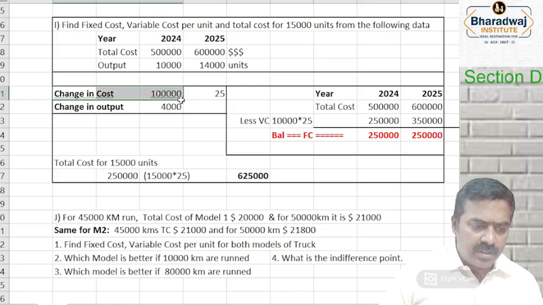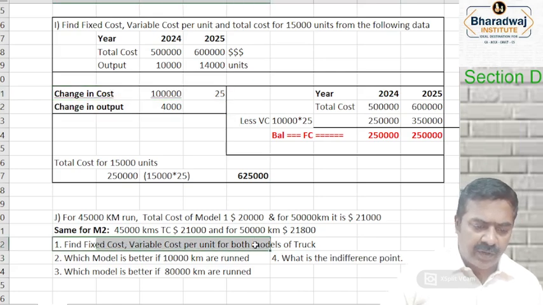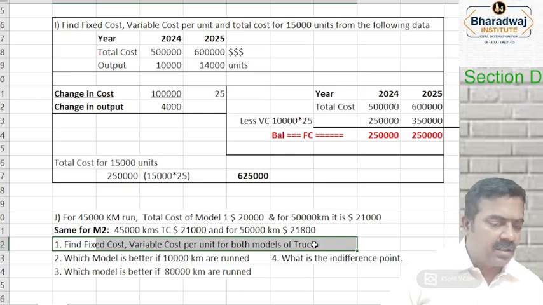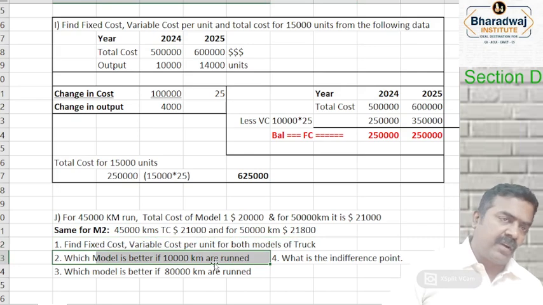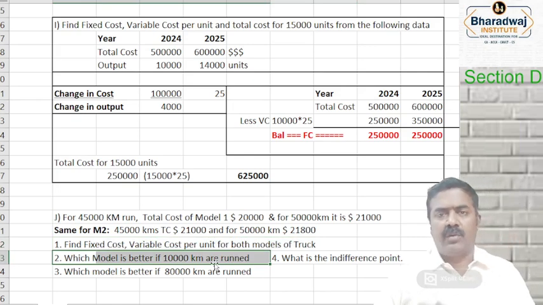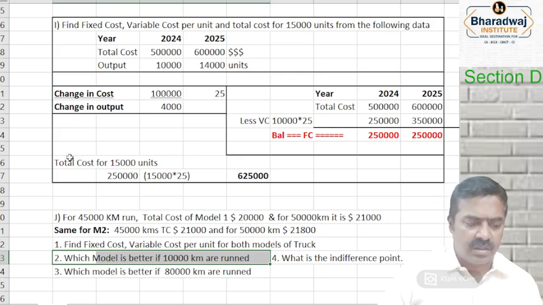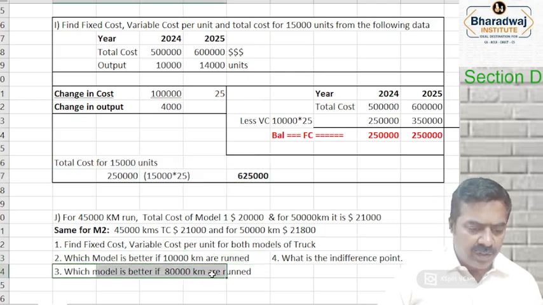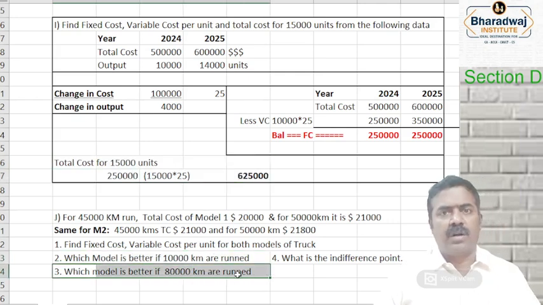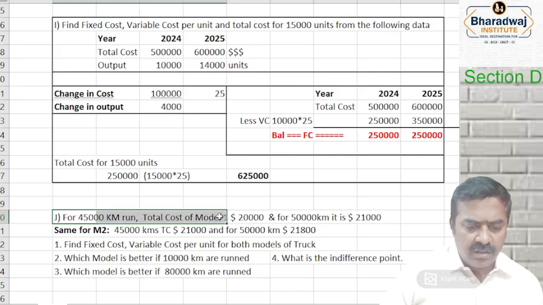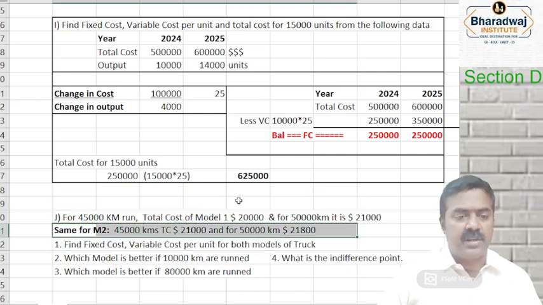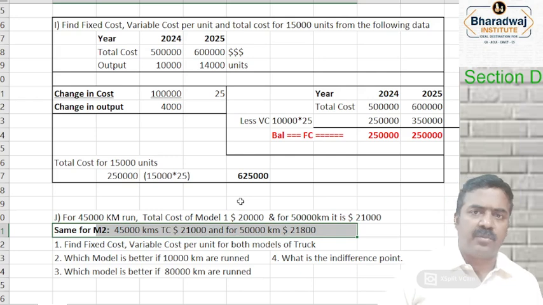Okay. Use this change in cost by change in output for finding out fixed cost, variable cost for both the models of truck. Try to work out for 10,000 kilometers, Model 1 or Model 2 total cost. For 80,000 kilometers, work out Model 1 and Model 2. Sir, how to find out variable cost? For Model 1, change in cost by change in output. For Model 2, change in cost by change in output. Separately you have to work out. Separately work out fixed cost for both the models.